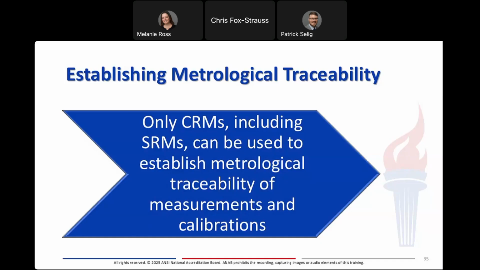When establishing metrological traceability, whether for the measurements and tests performed or calibrations performed, only CRMs, including SRMs, can be used to establish metrological traceability of those measurements and calibrations. This is something to keep in mind when considering the risks and costs of bringing calibrations in-house.